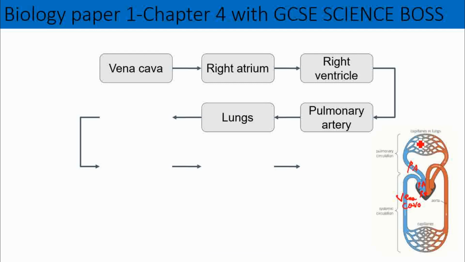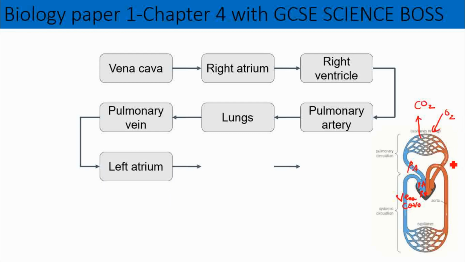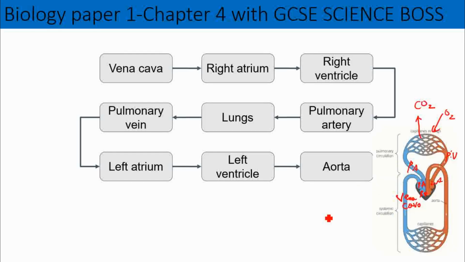If you notice that the color here changes, please note the color of your blood doesn't change. This is just to help you to visualize what's going on. So the carbon dioxide is going out, and then you have your oxygen, which is coming in. Then from your lungs, it goes to your pulmonary vein, and then from the pulmonary vein, it goes to your left atrium. Then from your left atrium to your left ventricle, and then it goes to your aorta back to the body, and the process repeats itself.